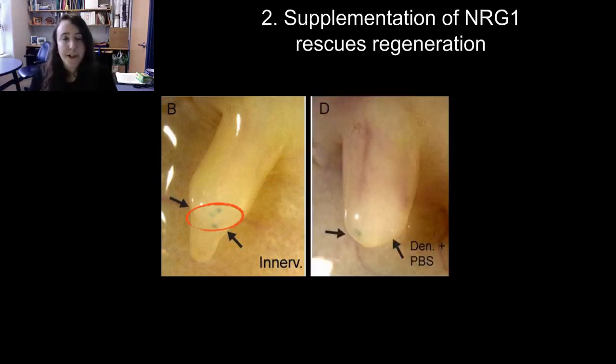Here is a limb that was denervated and then implanted with PBS-soaked beads. You can see that nothing happened, as we'd expect in a denervated limb. There was no growth whatsoever.